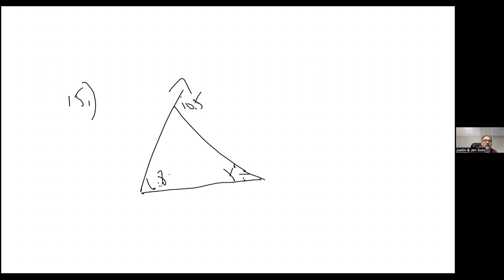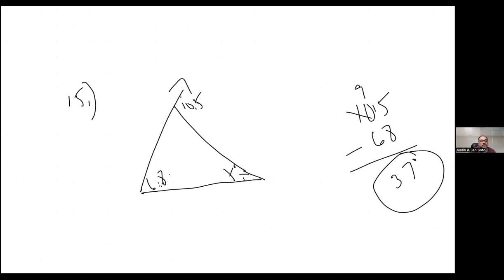105 minus 68, x equals 37 degrees. So even though you say, well, I need 3 of those 4 angles, theoretically, you don't even need that. With the 2, you can solve for this one.